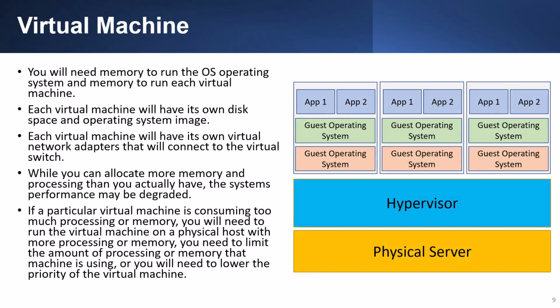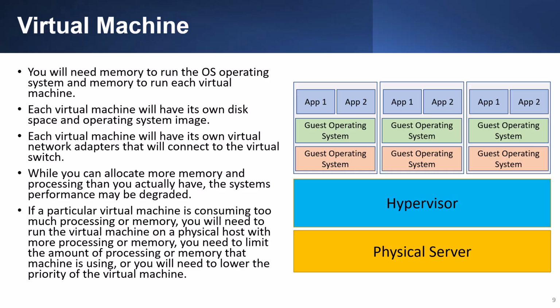You'll need memory to run the host operating system and memory to run each virtual machine. Each virtual machine will have its own disk space and operating system image. Each virtual machine will have its own virtual network adapters that will connect to the virtual switch. While you can allocate more memory and processing than you actually have, the system performance may be degraded.